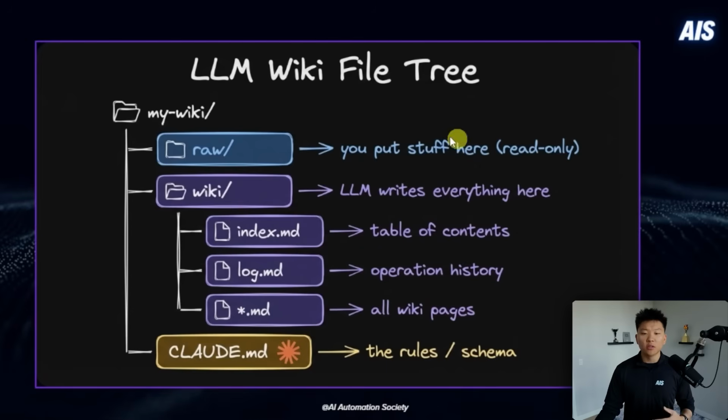That's it. You literally just have a vault up top. So in this example, it's called My Wiki. You've got a raw folder where you put all of the stuff, and then you've got a wiki folder, which is what the LLM takes from your raw and puts into the wiki. So in here, you have all the wiki pages, which it will create, but then you also have an index and you have a log.